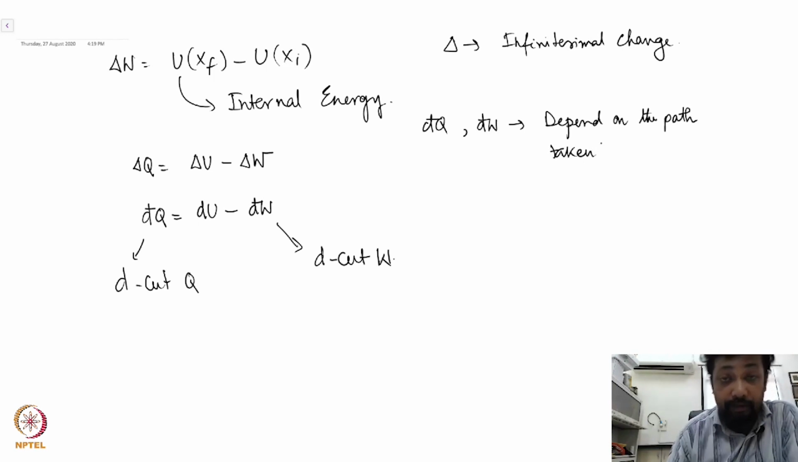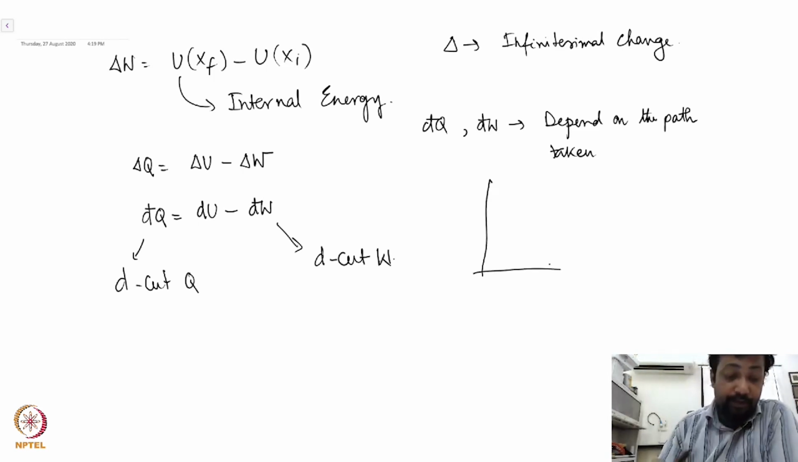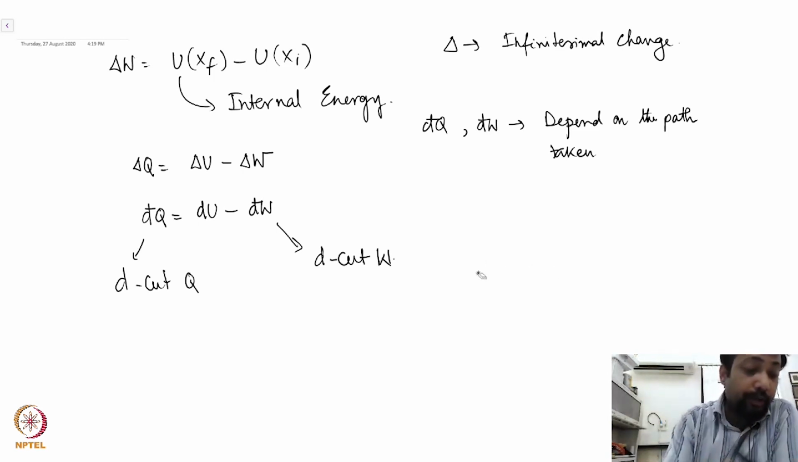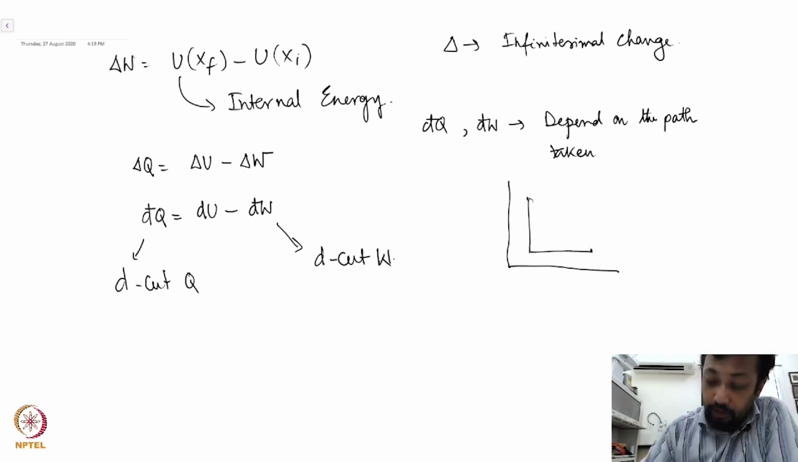So if it's not an adiabatic process, if there is an exchange of heat that is allowed, then I go back to my PV diagram. If I go from here to here, I can either go this way or this way. This is a pressure-volume diagram. The system either goes from A to B via this straight line or via the other path. The work done would be different in the two cases.